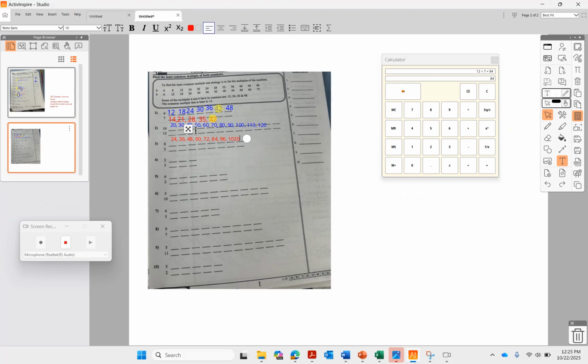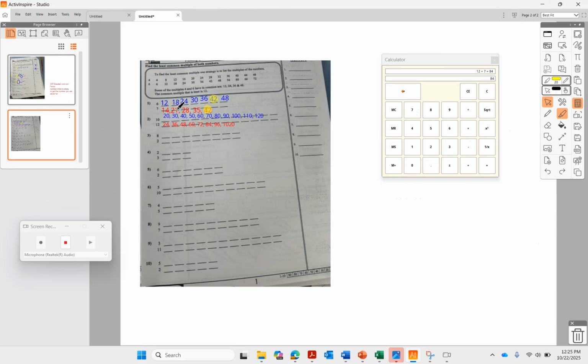So we want to find the lowest that they have in common. Oh look, that's a 60 and that's a 60. So even though they have 120 in common, oh, that's messed up. That should say 120. The least common multiple, the one that is the lowest in value, is 60.